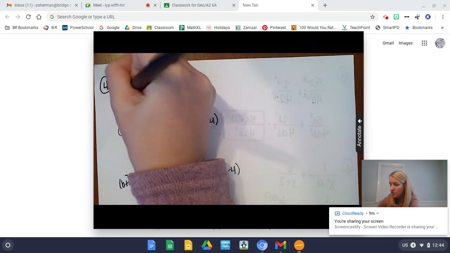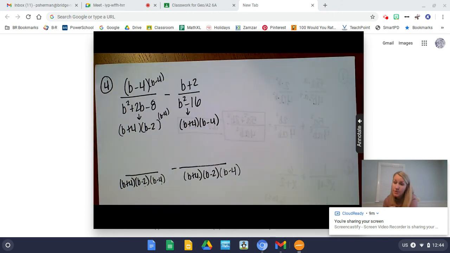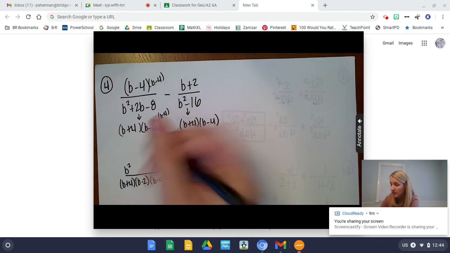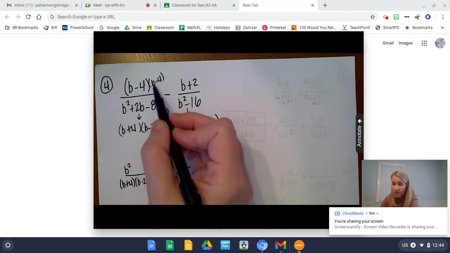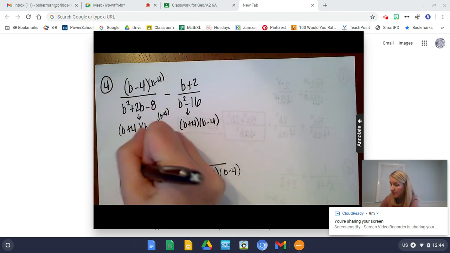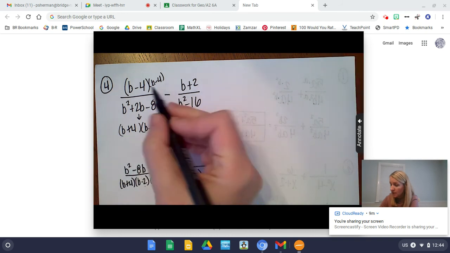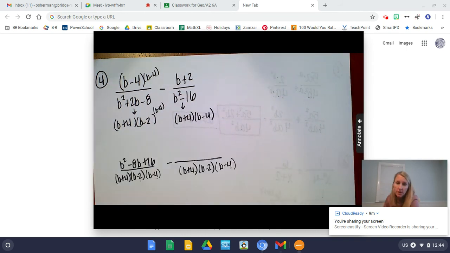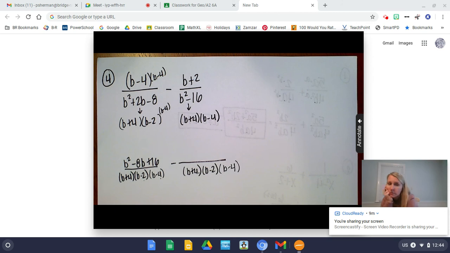And just remember as you do this, when you're multiplying 2 binomials, you're distributing. So that would give you b squared, and then you would end up with minus 4b minus 4b, which is minus 8b, and then plus 16. Sorry, I'm always at a weird angle.